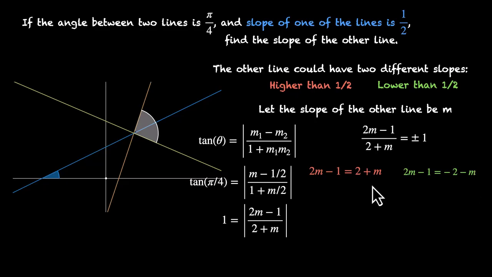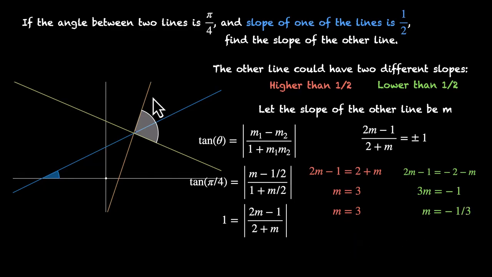Here we have 2m and m. So m cancels. We have m equals 2 plus 1, 3. So m is equal to 3. And here we have 2m plus m. That's 3m. And this side is minus 2 plus 1. That's minus 1. So 3m equals minus 1, which means m equals minus 1 by 3. So m equals 3 or m equals minus 1 by 3.